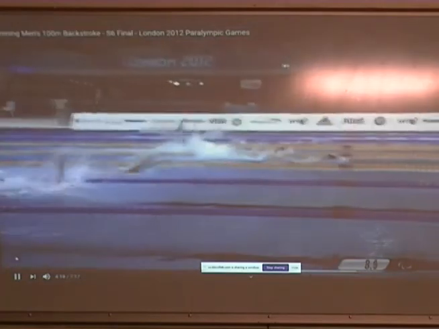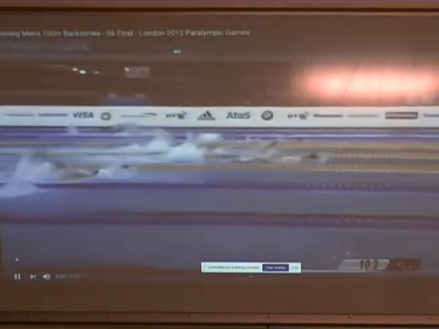Long leg separating the swimmers there on the reaction of the starting blocks. Coming up in the lead though. in lane number 5 is Zheng from China.